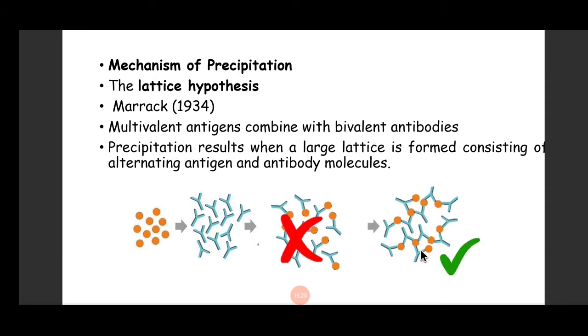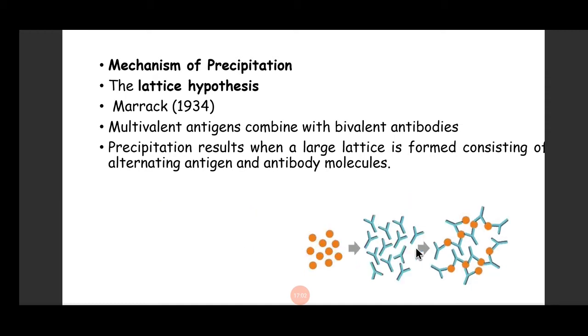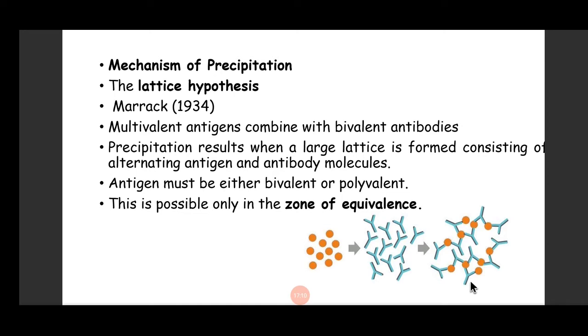So for this to happen, antigen must be multivalent, and antibody should be at least bivalent, and they are usually bivalent because they have at least two antigen binding sites. So antigen must be multivalent and antibody must be at least bivalent. Only then will lattice formation happen and cause precipitation. Right. So it is not happening because of some chemical reaction. It is happening because of the lattice formation. You should remember this term, lattice formation. And there must also be a zone of equivalence.